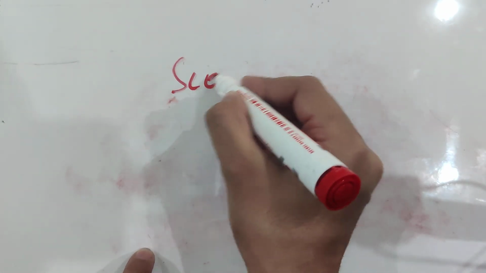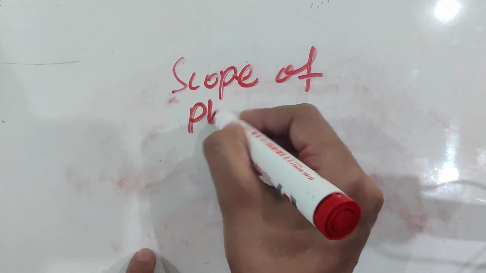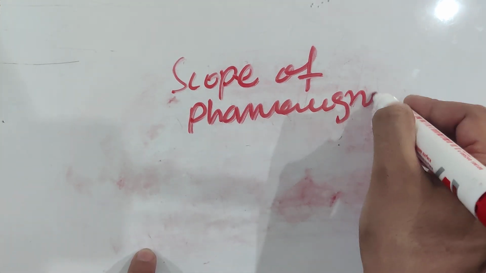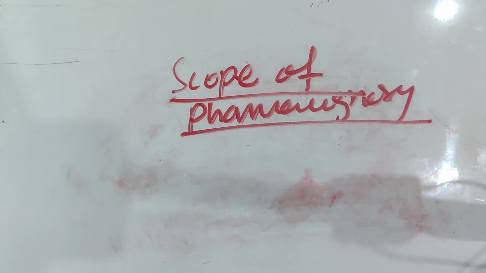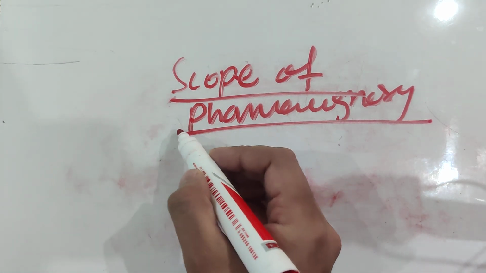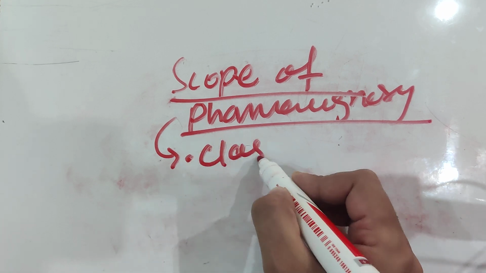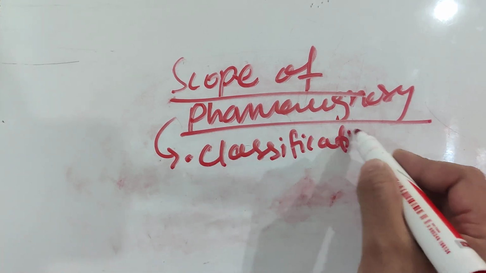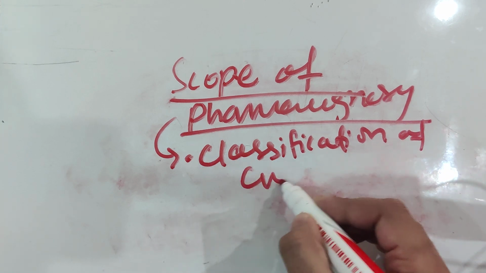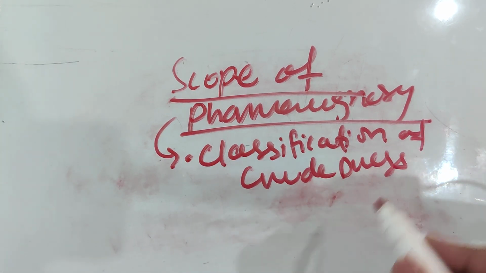Now we see the scope of pharmacognosy. Pharmacognosy is the branch of science which deals with the biological, biochemical and economic features of natural drugs and their constituents. It also deals with the study of classification of crude drugs, to know about the class of drug.